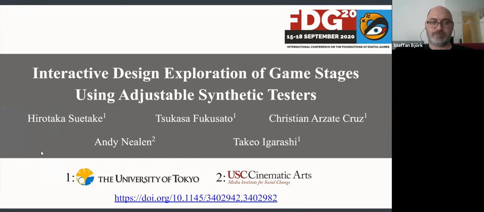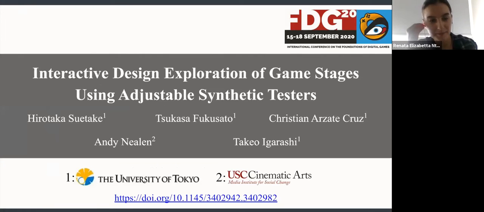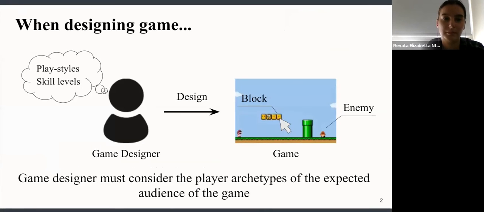Hello, I am Hirotaka Suetake from the University of Tokyo. This talk introduces our work titled Interactive Design Exploration of Game Stages Using Adjustable Synthetic Testers. When designing game stages such as Super Mario Maker, game designers always need to consider player archetypes of the expected audience of the game. For example, for expert players, game designers need to make a wider variety of hazards and stronger enemies. In contrast, for novice players, designers should make easy mode rules so that the stages are simple.